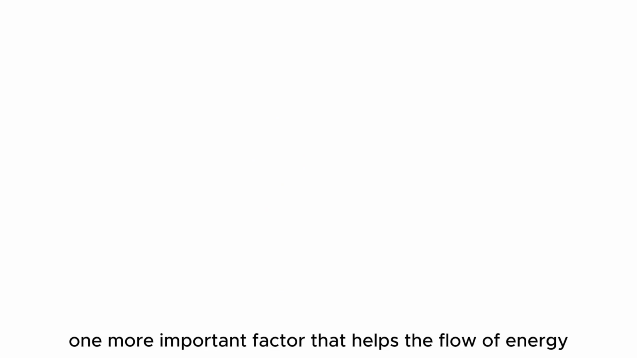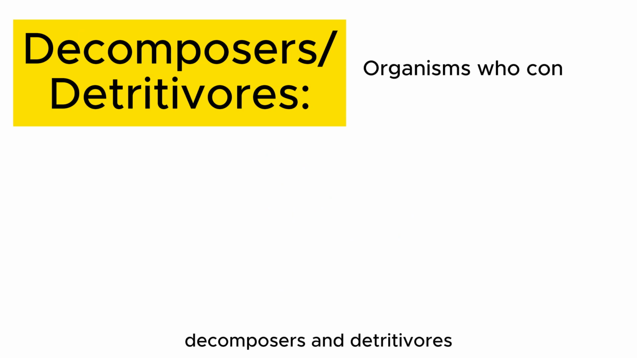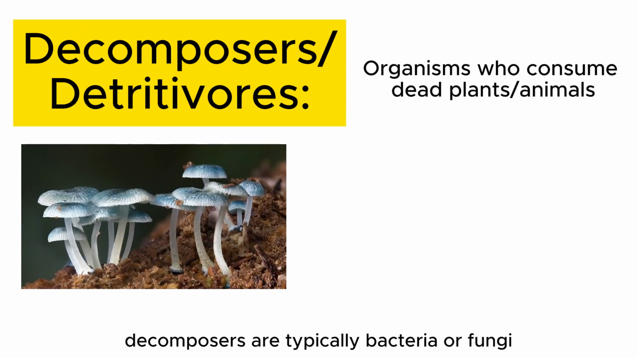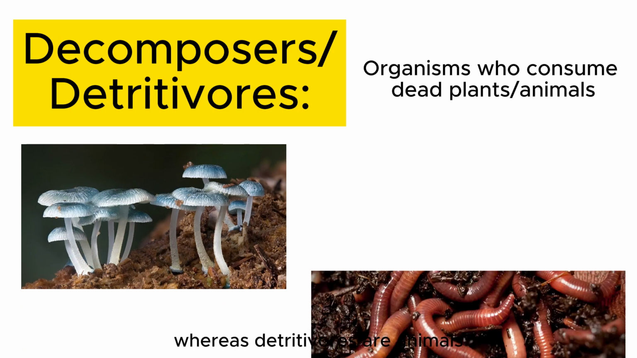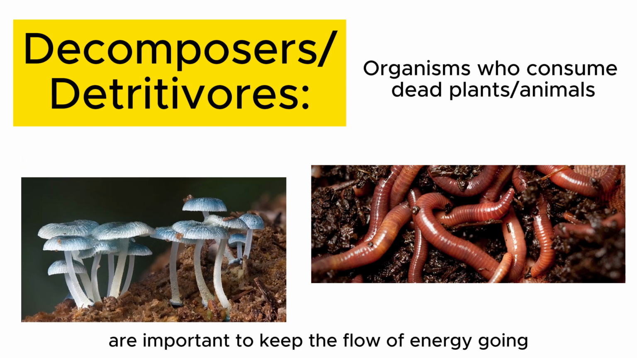One more important factor that helps the flow of energy are decomposers and detritivores. Decomposers and detritivores consume dead plants and animals. Decomposers are typically bacteria or fungi, whereas detritivores are animals. Decomposers and detritivores are important to keep the flow of energy going.